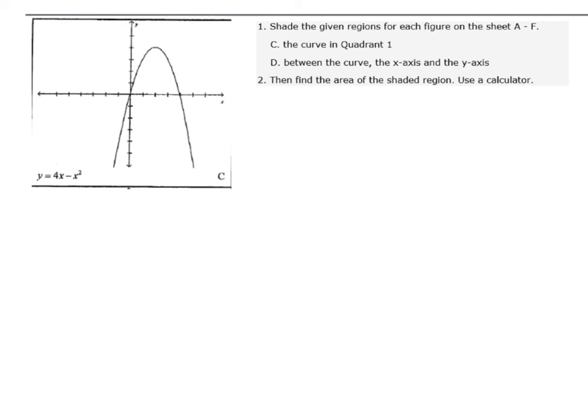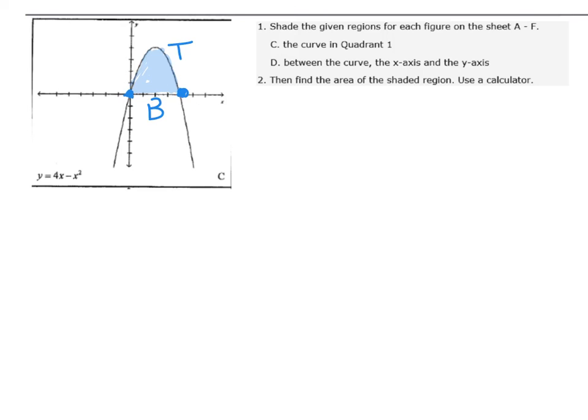So on curve C, it says find the area of the curve in quadrant 1. So same kind of deal. It's still talking about shading, right? So here I've got this shading going on. And once again, intersection points. This is the top, this is the bottom.